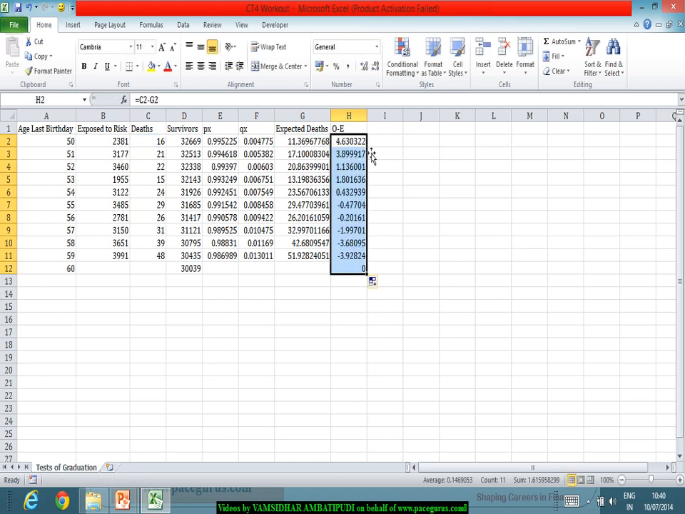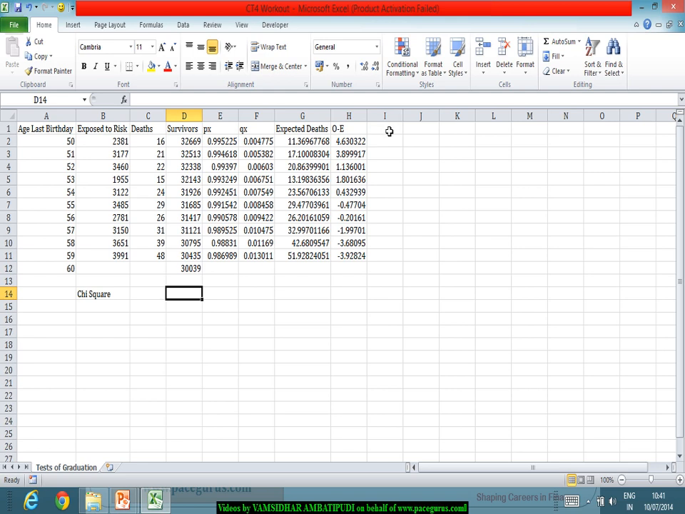So basically at least for the first few years I'm seeing that the observed were much higher than expected, right? So the expected number of deaths were much lesser, whereas the actual deaths that occurred were much higher for age groups of 50 to 54. But after that we are seeing that the actual number of deaths were much lesser than the expected number of deaths. So based on this, we can actually get into the computation of a chi-square value, so that we can do a chi-square test.